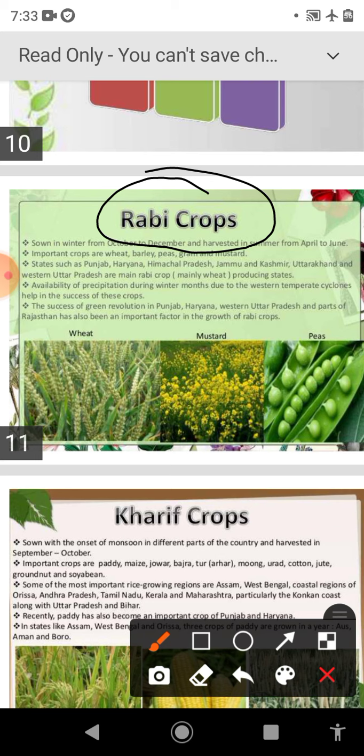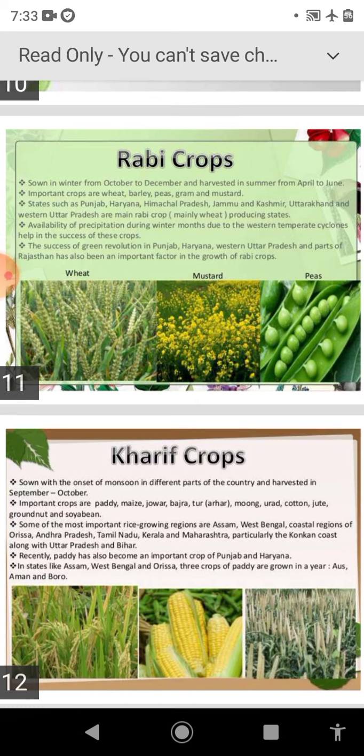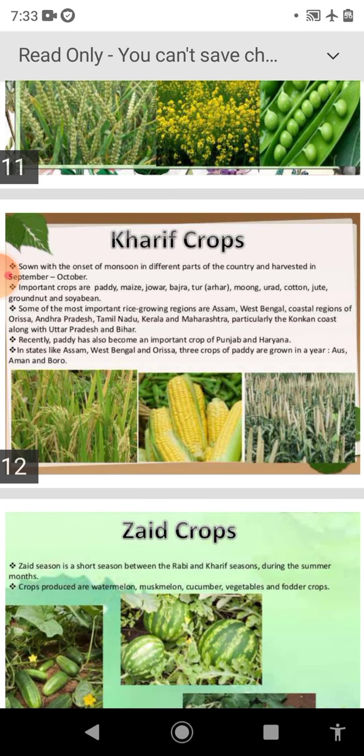The western disturbances which cause rainfall in winter in some northern and northwestern states help in the growth of Rabi crops. In addition to this, the green revolution has also helped the states of Punjab, Haryana, Uttar Pradesh and Rajasthan. After that, we'll discuss the Kharif crops.